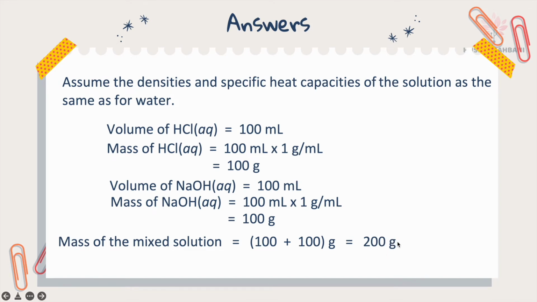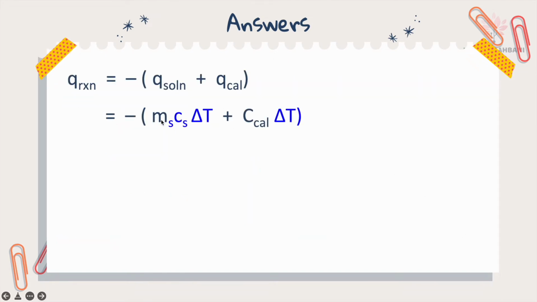Because we want to substitute into the Q solution, we need the mass of solution, we need the specific heat capacity of solution. So we assume the specific heat capacity of solution is the same as water. So just substitute here mass 200 gram, and then for specific heat capacity of water 4.18. If the mass is in kilogram, you have to change to gram because the specific heat capacity is per gram. So if the mass is in kilogram, you have to change it to gram first before you substitute into this formula.